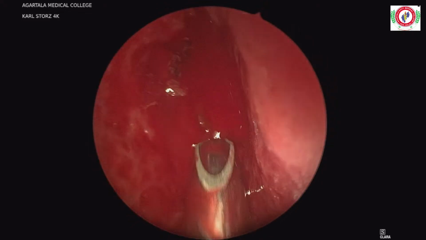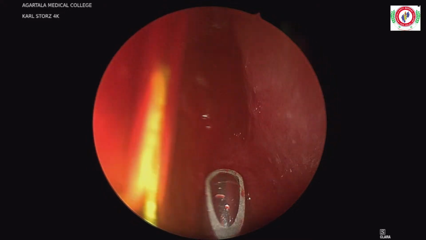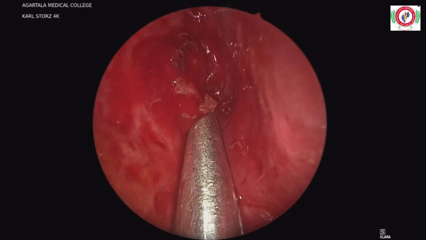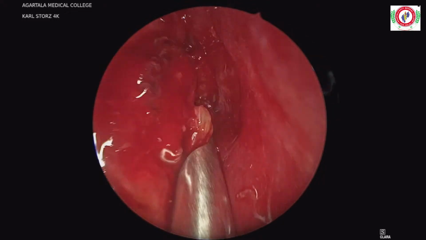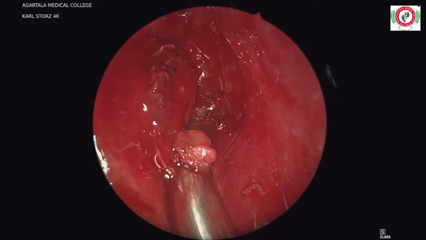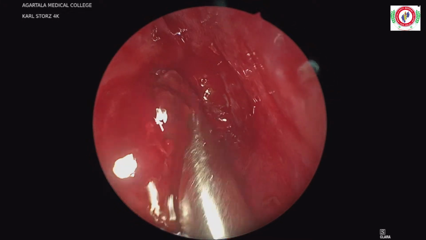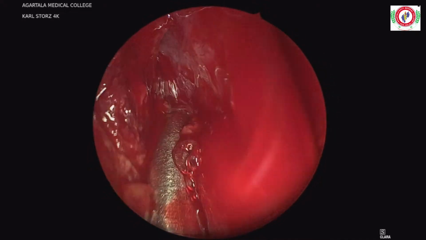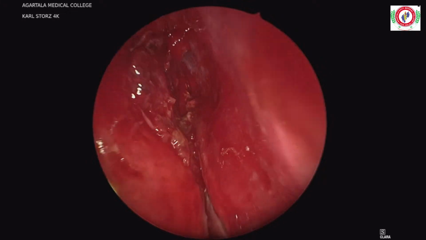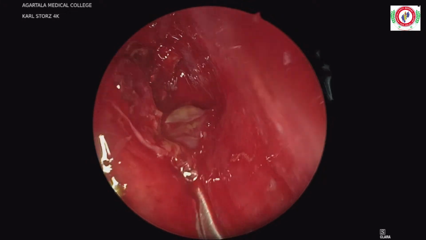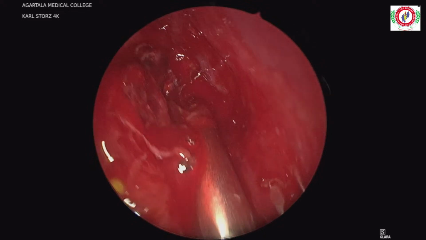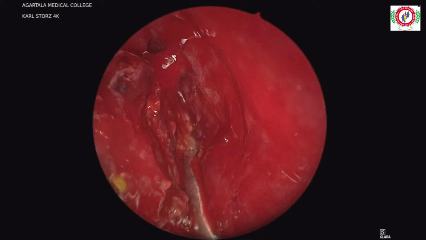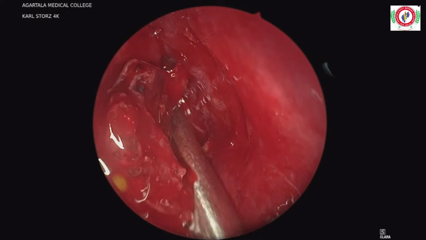Foot switch. Suction ready? So we are just connecting the debrider here. Is it ready? Suction is not working. Suction should be fast, full suction. All right. So you see, my aim now is to debride all this tissue as fast as possible. I'll take out all this tissue which is inside the nose.